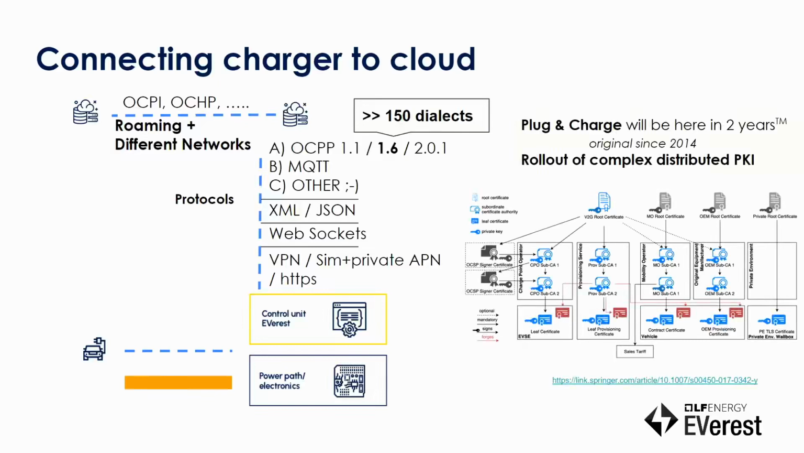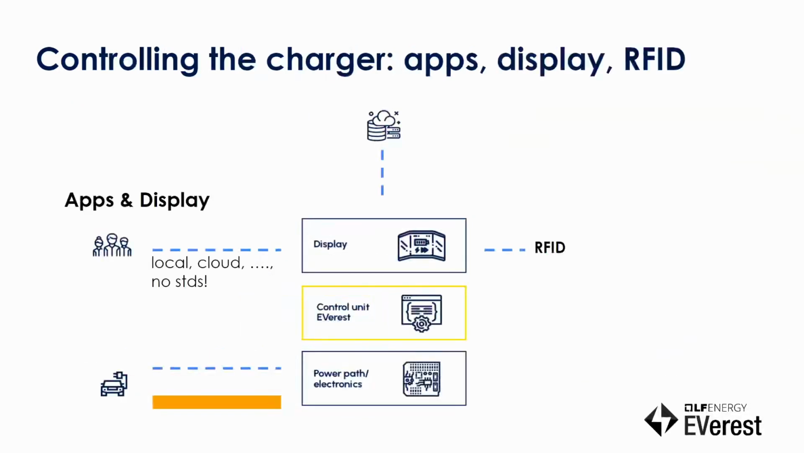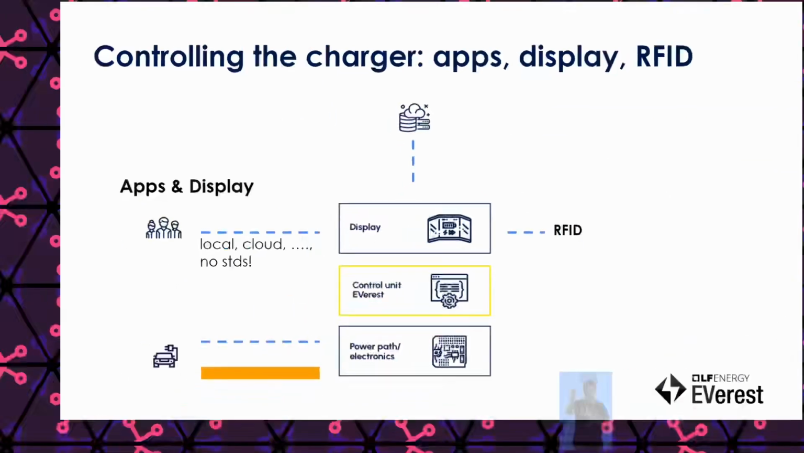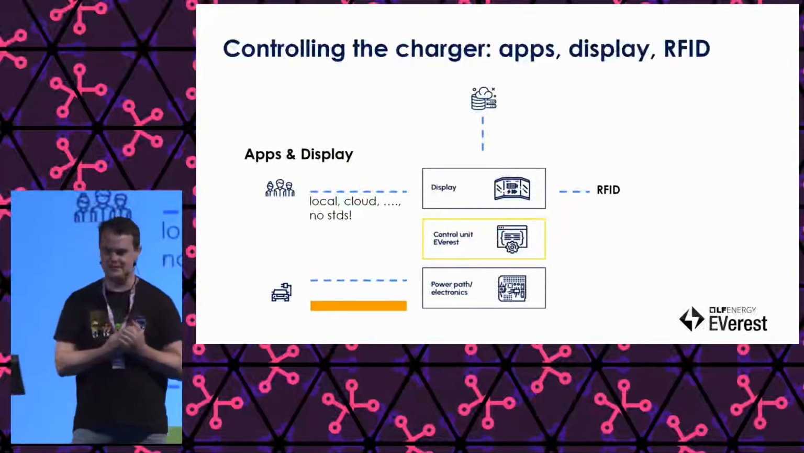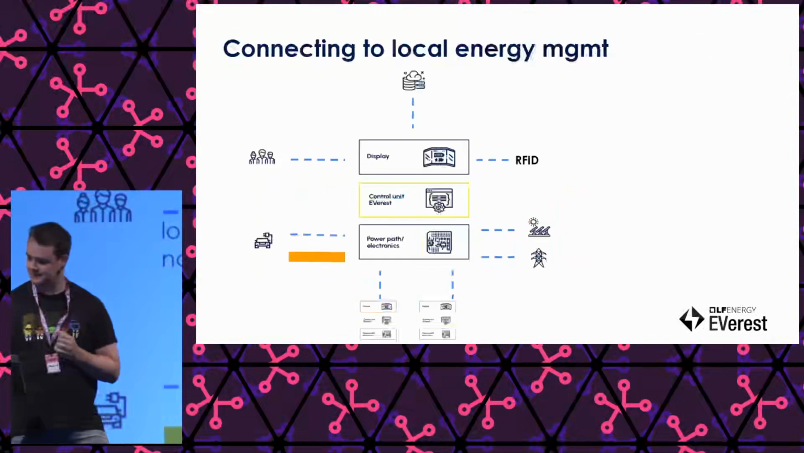Ideally, you just want to plug in your car and it charges, so you have to put a lot of public key infrastructure on top of that to get that running. Looks like a nightmare, and yet it's not running yet, and it should have been there since 2014. It's not yet out in a broad distribution. Next level, you maybe want to talk to humans, so you have maybe a display, maybe an RFID reader, and there's kind of no standards at all. Everyone is doing something different there.